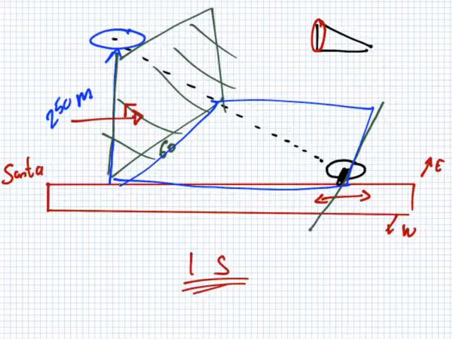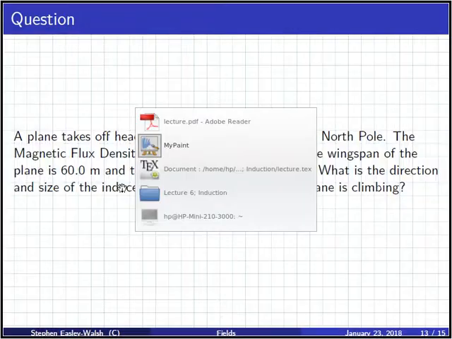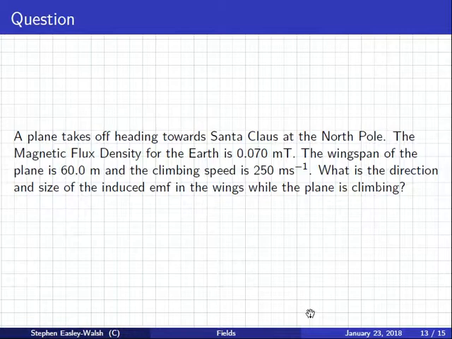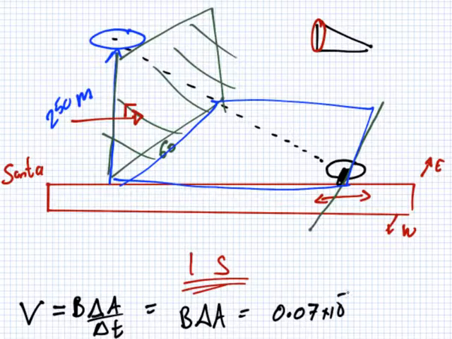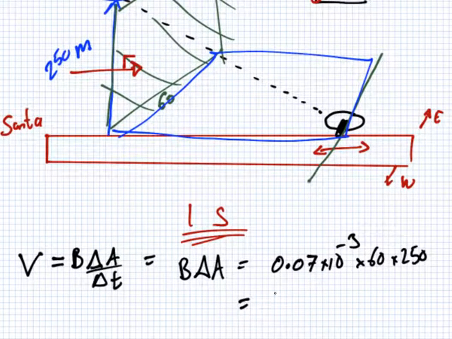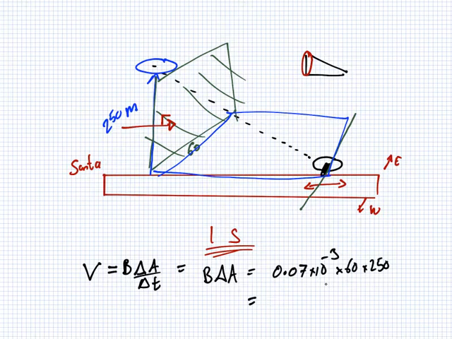Now you realize that's a pretty big area, but it's also a very small B. Voltage is B times the change in A over time. Now, we're looking at 1 second times, so it's just going to be 0.07 times 10 to the minus 3 times 60 times 250. What's that, please? One point zero five volts. About a volt.